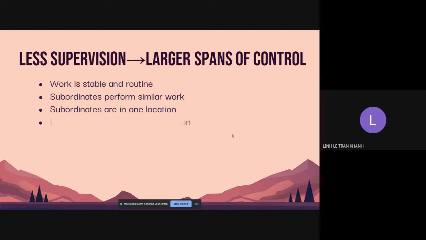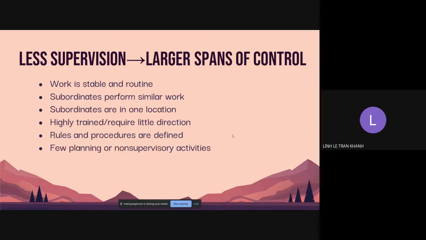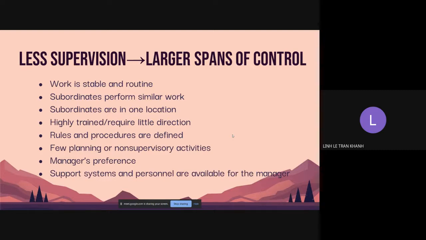Fourth, subordinates are highly trained and need little direction in performing tasks. Fifth, rules and procedures defining task activities are available. Sixth, little time is required in non-supervisory activities, such as coordination with other departments or planning. Seventh, manager personal preference and size favor a large span. And the last one, support systems and personnel are available for the manager.